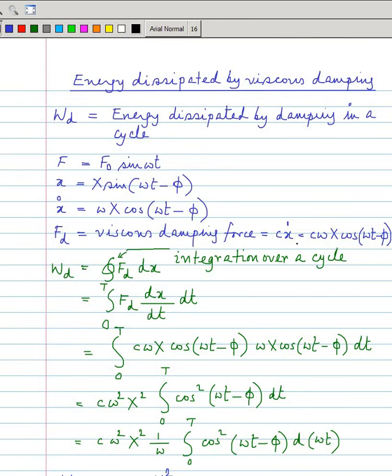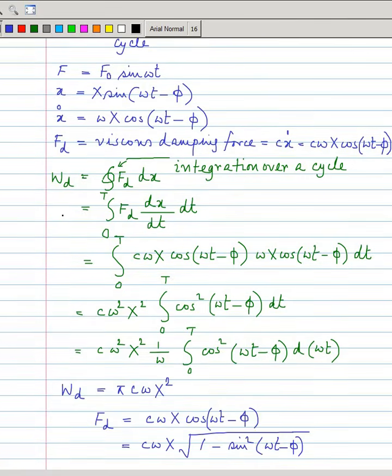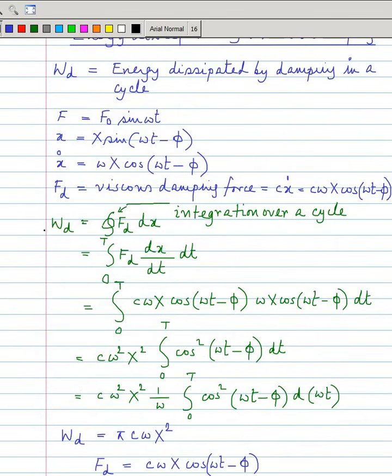Fd is Cx dot. So Cx dot means C into omega x cos omega t minus phi. So what is the energy dissipated in a cycle? That means in a period actually. So WD is the integration over a cycle, Fd dx. Or if you now take dx as dx dt dt, so this is Fd dx dt dt, and it is from 0 to capital T, where capital T is the period.